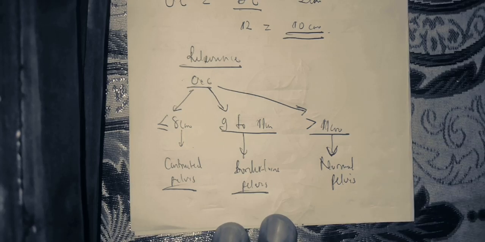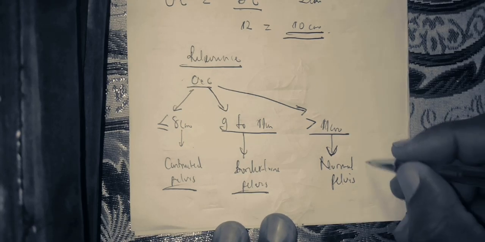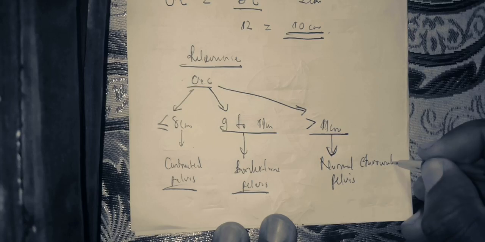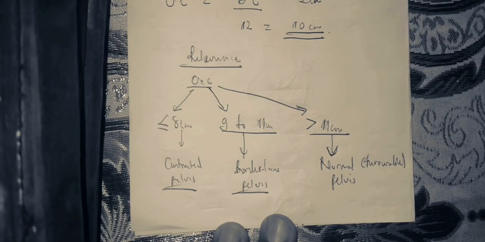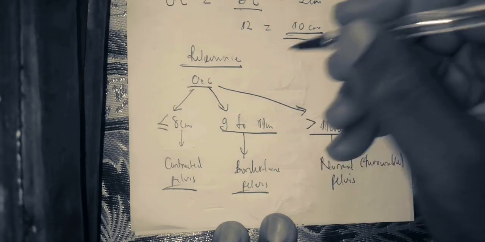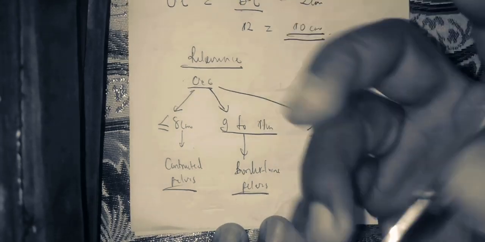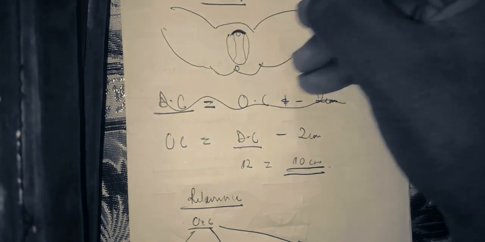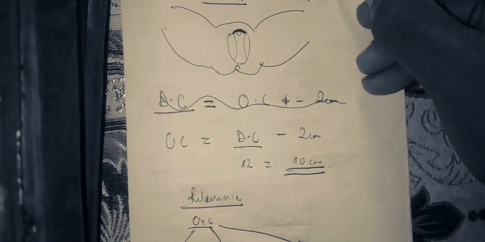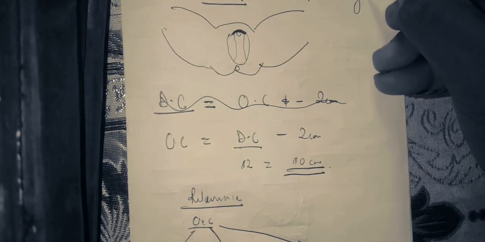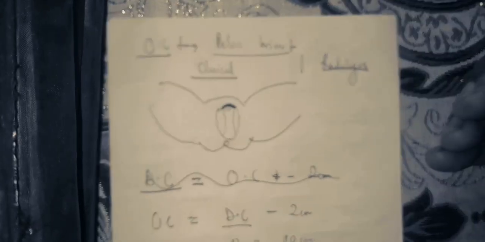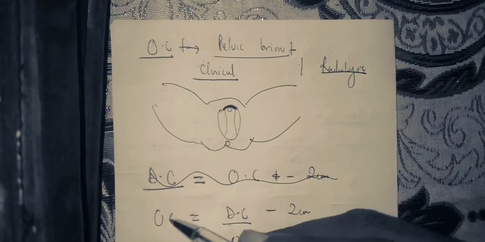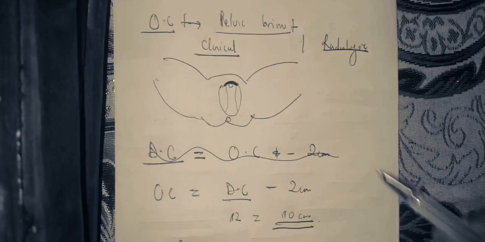Normal pelvis, now the child can pass, or favorable pelvis. Is it clear? In the case of favorable pelvis, the child can pass through the birth canal. So all this is clear. This measurement here is called clinical pelvimetry. Is it clear? Apart from clinical pelvimetry, you can also have radiologic pelvimetry, which is done with a CT scan. By the CT scan, they are going to measure all these different values.